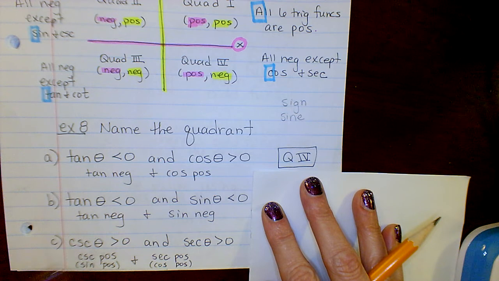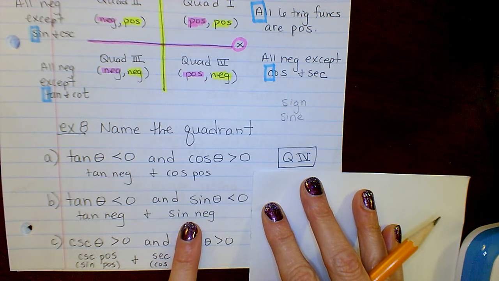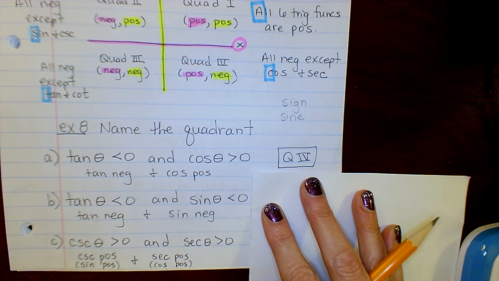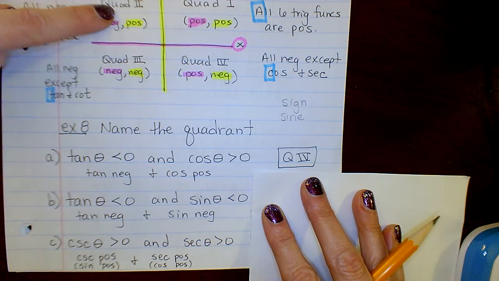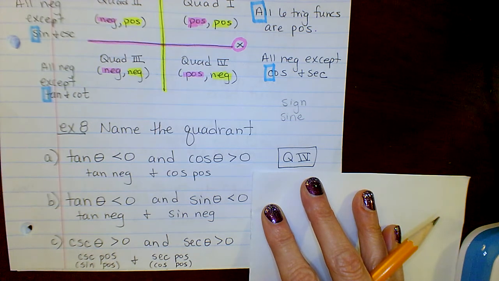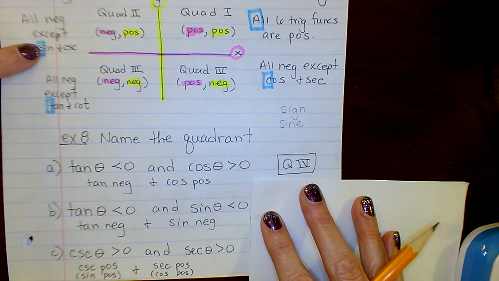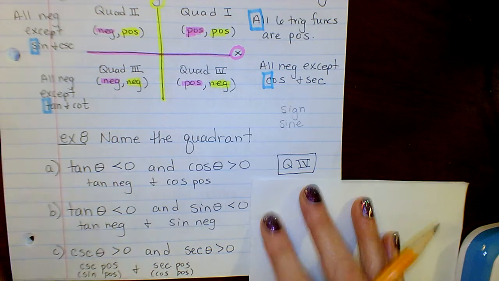Okay, so tangent negative and sine negative. So in which quadrant are both of those negative? Well, the tangent's negative in 2 and 4. Here, the sine function's positive, so it must be quadrant 4 again.